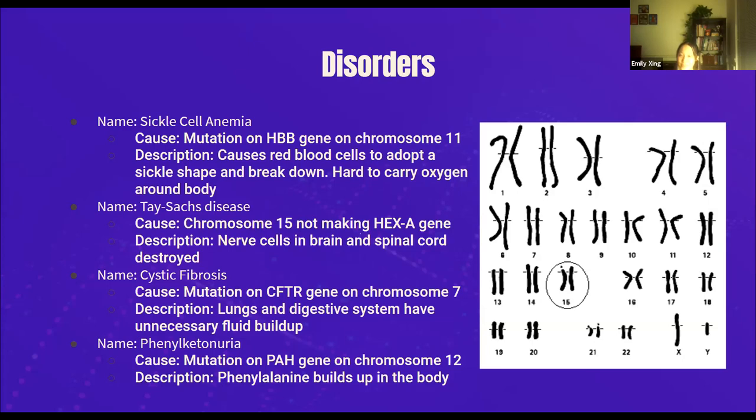And then cystic fibrosis, which you have also probably heard of, is caused by a mutation on chromosome pair 7. Basically, the lungs and digestive system have unnecessary fluid build up, so the mucus and sweat, et cetera, don't get expelled like they usually would. Phenylketonuria, this is my personal favorite disease. I have no idea why, but it's a mutation on chromosome pair 12, and it causes an amino acid, phenylalanine, to build up in the body.